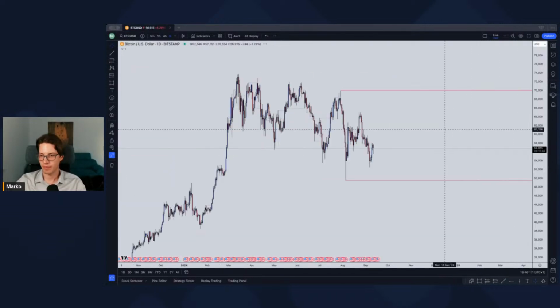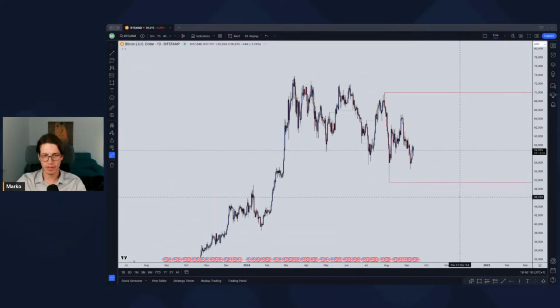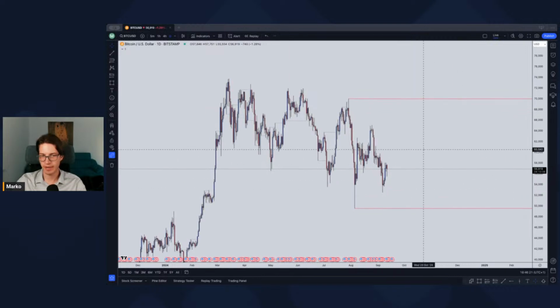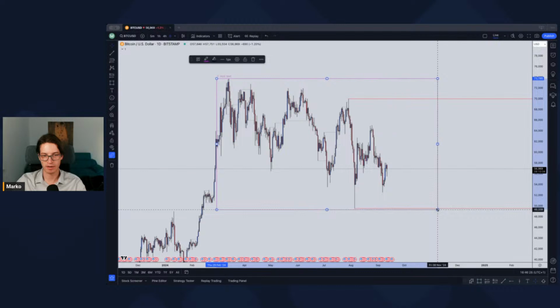Bitcoin is just flat and corrective. It doesn't want to move. It doesn't want to break out of this channel, right? It doesn't want to move up, doesn't want to move down. So the story is be more patient, right?